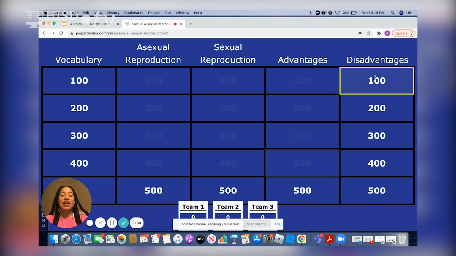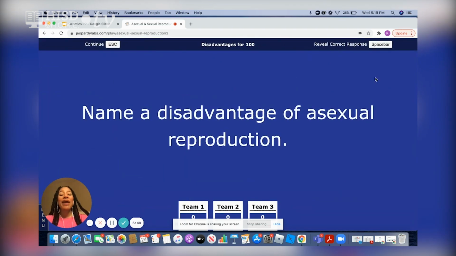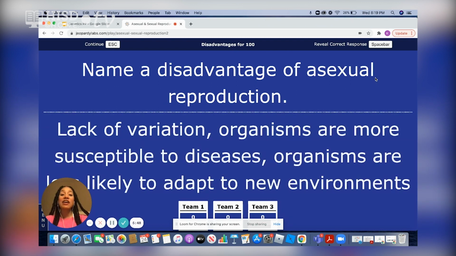What about disadvantages for 100? Name a disadvantage of asexual reproduction. Right. A disadvantage of asexual reproduction is the lack of variation. So the organisms, they're more susceptible to disease because they cannot adapt to their new environment as well as an organism who reproduces sexually.